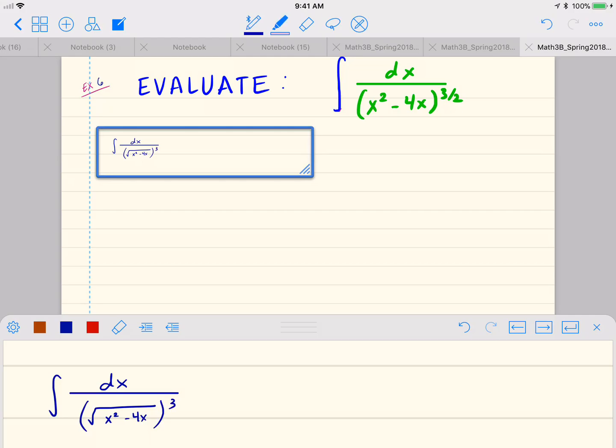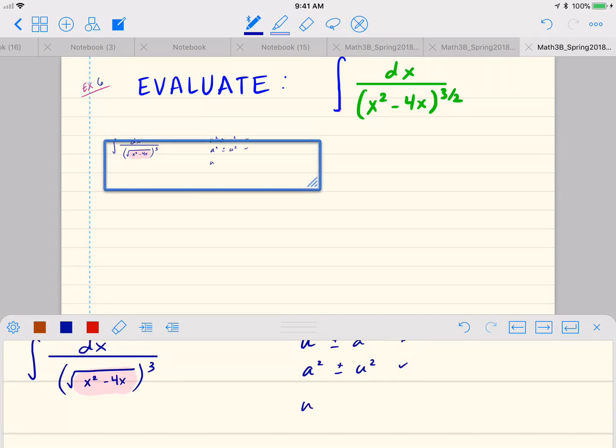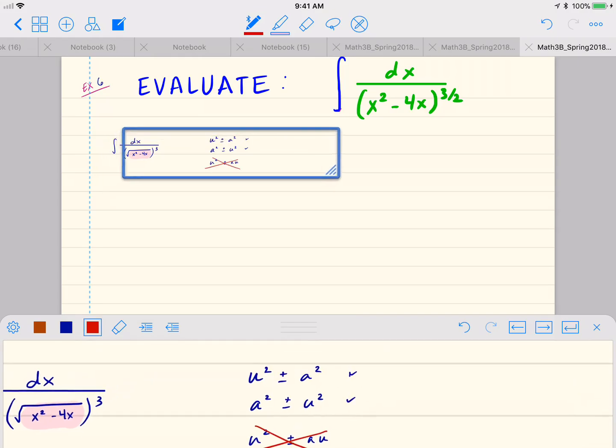Here's the issue. The issue is what's inside this radical, because everything that we've worked with so far, when we're talking about trig substitution, we're assuming that we've got expressions of this format: u squared plus or minus a squared, or a squared minus u squared, right? So we know how to work with those. There's no form for u squared plus or minus a u, right? That's not part of the format, right?